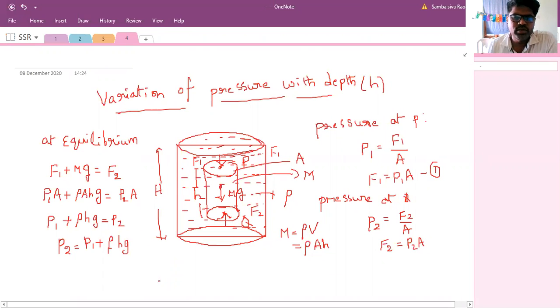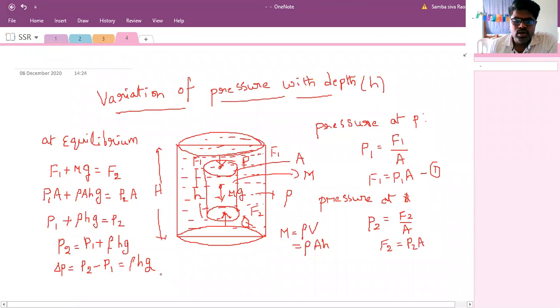From this, what can you understand? While going to greater depth of a liquid or a fluid, the pressure is increasing. P2 is equal to P1 plus rho h g. How much is it increasing? It is h times, the height or depth. However much the depth, that many times it is increasing. Then the pressure difference, P2 minus P1, is equal to delta P, is equal to rho h g. The pressure difference from the topmost to the bottommost point is rho h g, and you can call it delta P also.